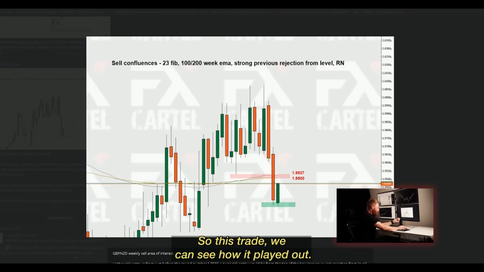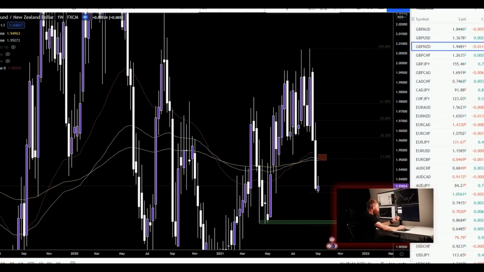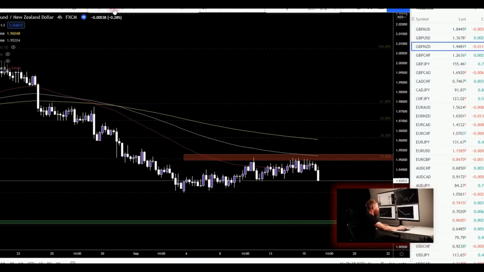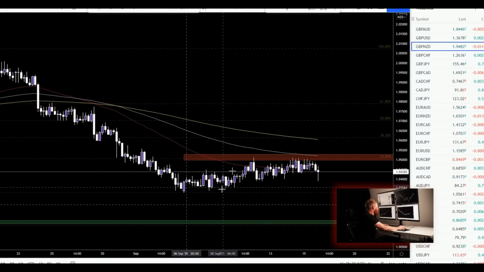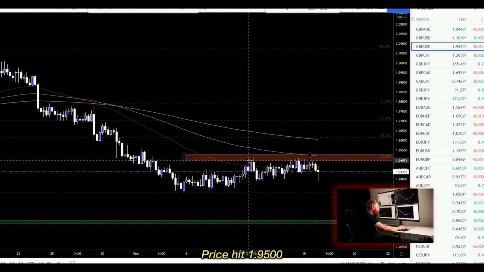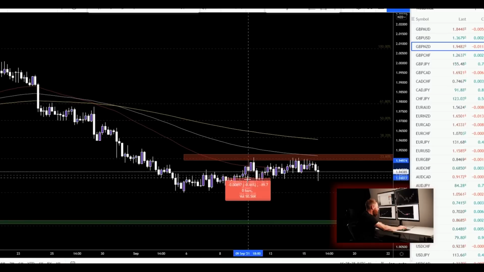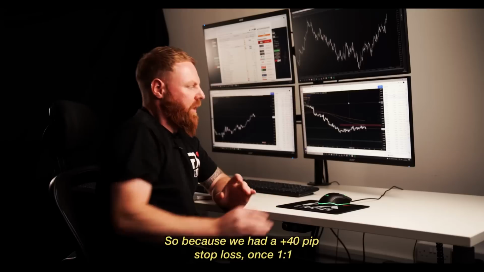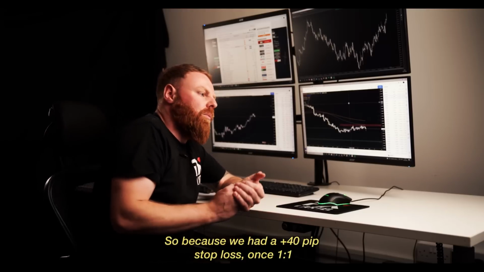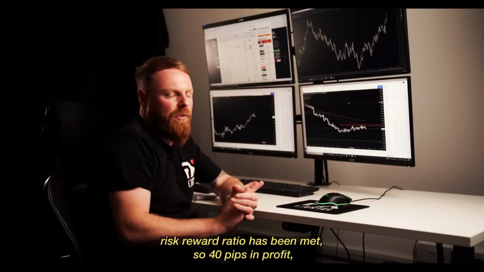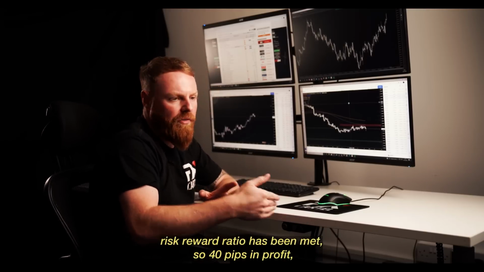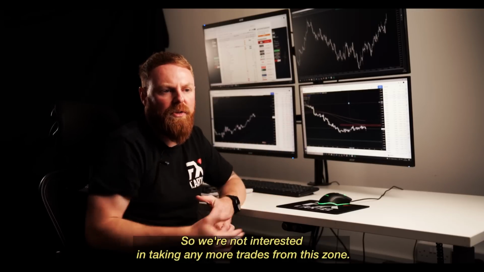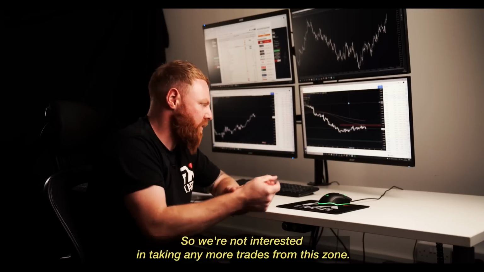So this trade, we can see how it played out. We're looking at a 195 entry, and you can see price hit 195, then dropped over 100 pips. Because we had a 40 pip stop loss, once the 1-to-1 risk reward ratio has been met, so 40 pips in profit, we will then call this zone pullback done. So we're not interested in taking any more trades from this zone.